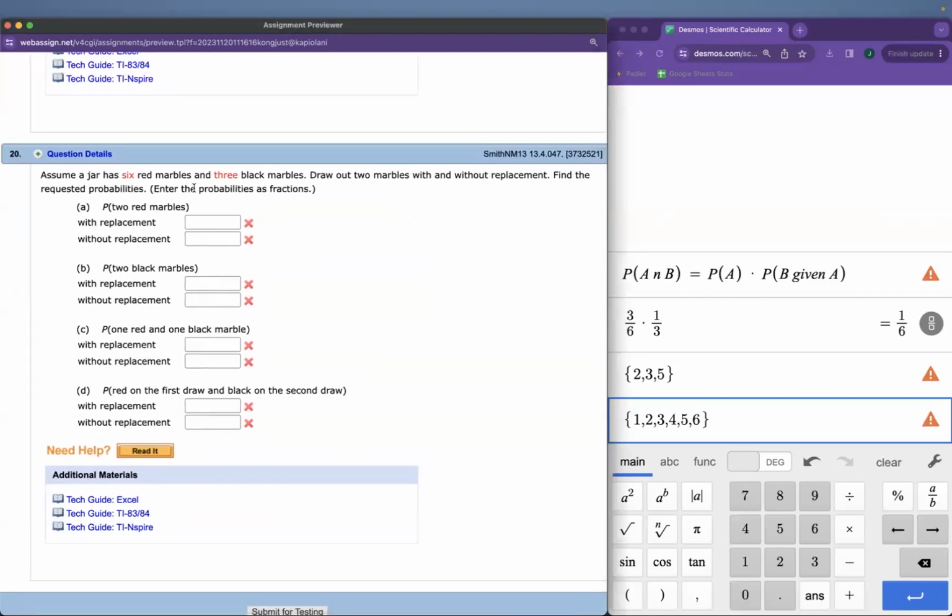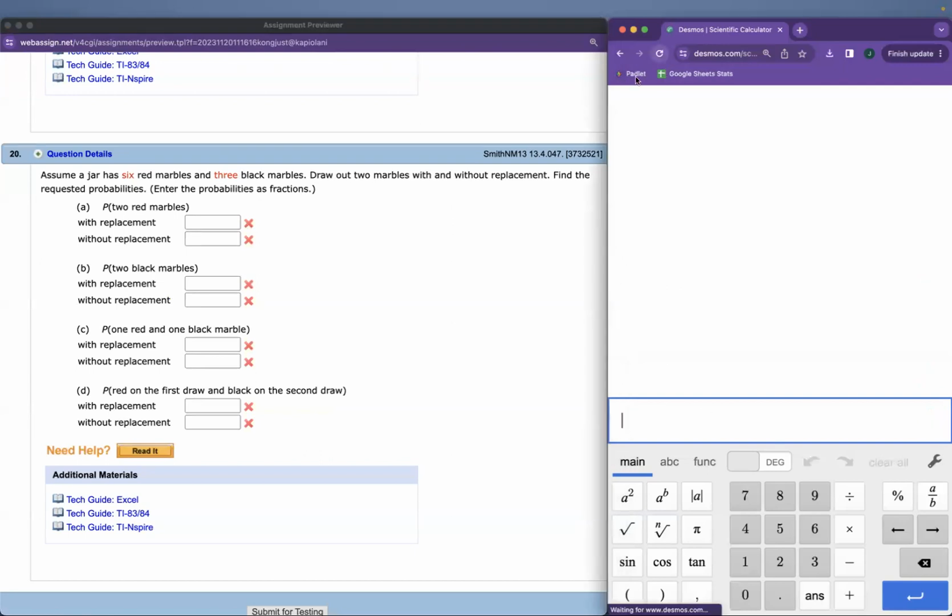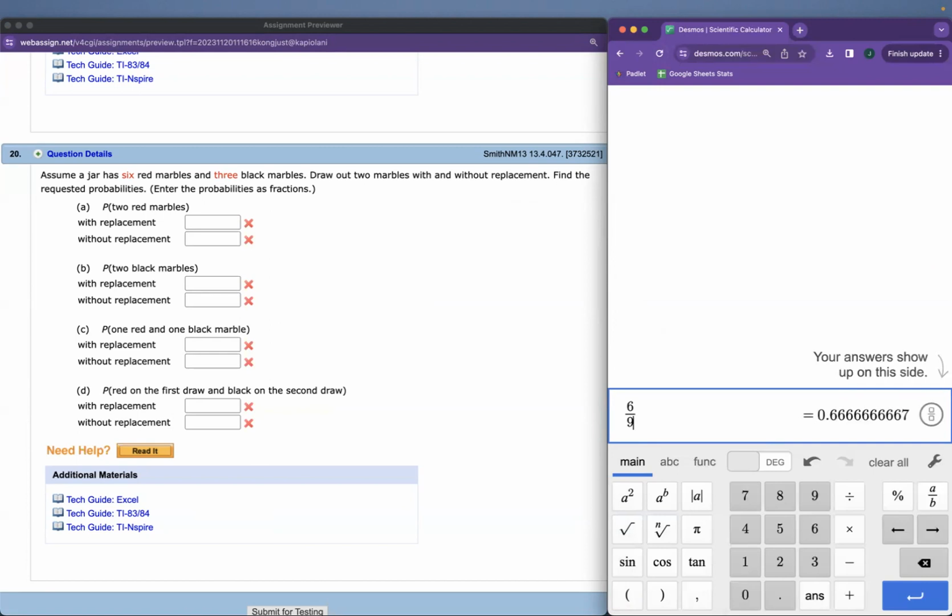Assume a jar has 6 red marbles, 3 black ones. Draw 2 marbles with and without replacement, and find the requested probabilities. So probability of 2 red marbles with replacement. Okay, so how many red marbles you got? You got 6 red. And there's 9 total, right? So the probability that you pick first one red, 6 out of 9.